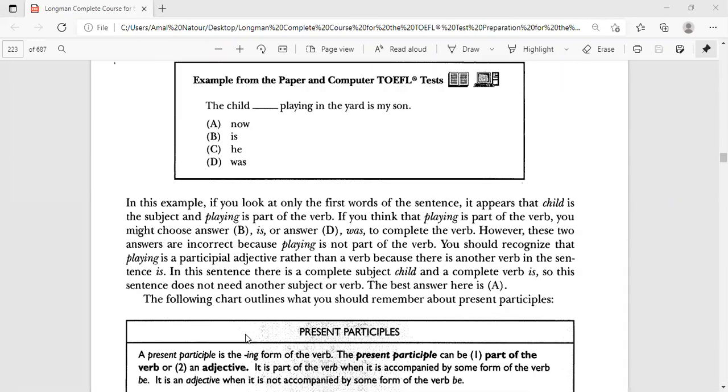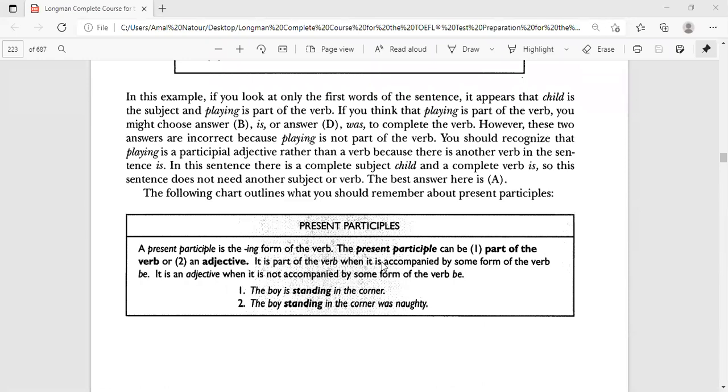Now let's look at the rule for the present participle. A present participle is the ing form of the verb. The present participle can be part of the verb or an adjective. It is part of the verb when it is accompanied by some form of the verb to be: be, is, was, were, and are. It is an adjective when it is not accompanied by some form of the verb be.